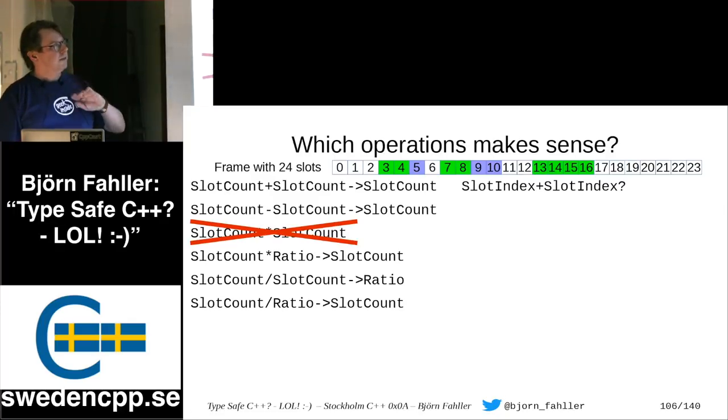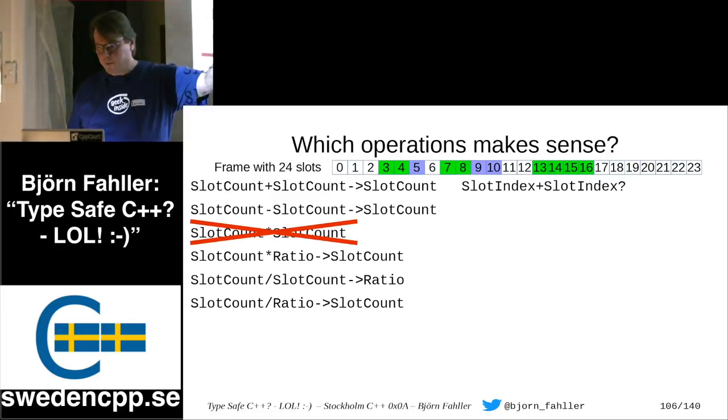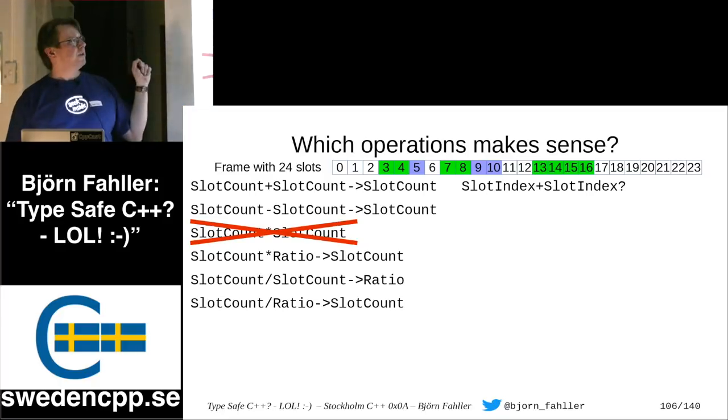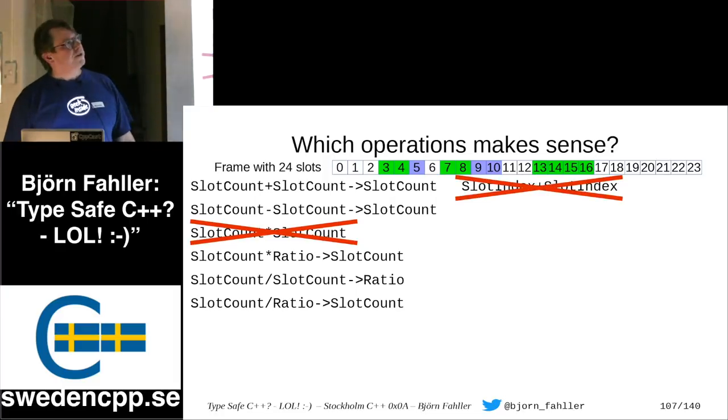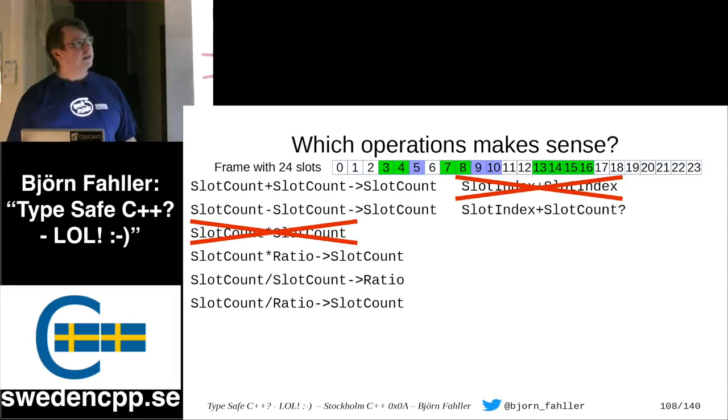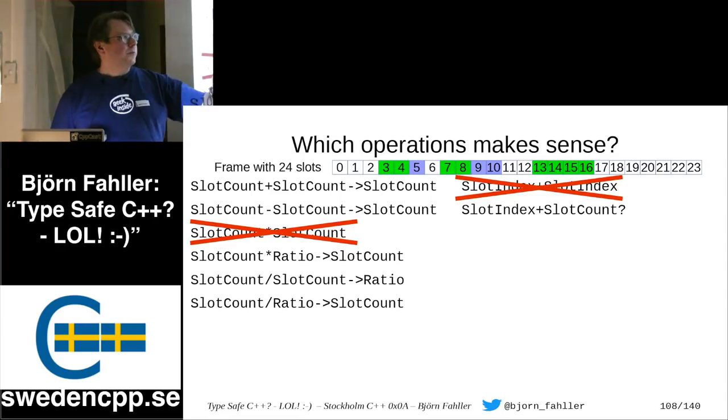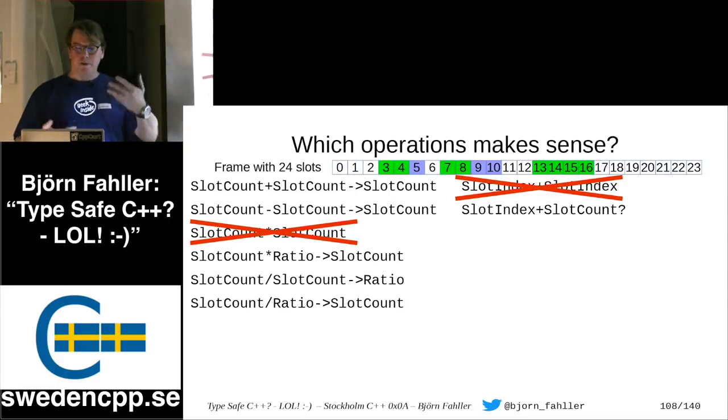Slot indices then. The slot indices are the numbers in the frame. Does it make sense to add slot indices? No. Not in my problem domain anyway. Slot index plus slot count. Yes, that makes sense. That's how you represent a range. So if you have the rightmost green range, that is slot 13 plus 4 slots. So the first free slot is slot index 17. So yeah, that makes sense. So it becomes a new slot index.